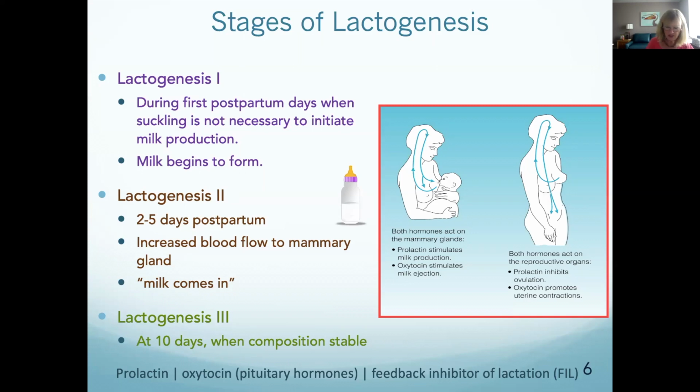So lactogenesis is being able to make milk. After birth, lactogenesis is turned on, and we talk about it in 3 stages. The first stage is right after birth. Mom will begin to initiate production in the breast. Now, it's not really milk yet, it's colostrum, which I'll show you, but the whole lactation process begins even without suckling. And then milk begins to form.